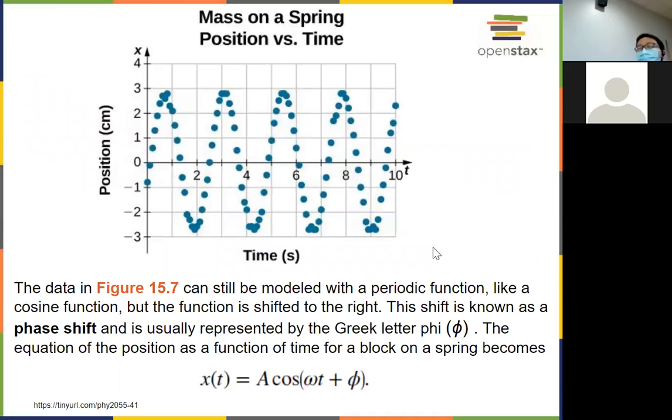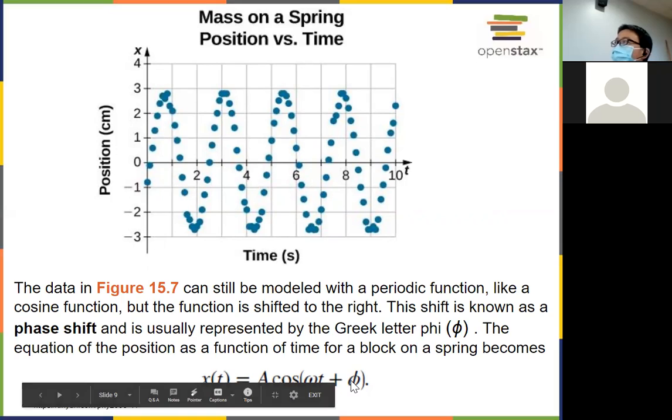Now in reality, you don't always get a perfect cosine or sine function, meaning you don't always start from 0 or from the maximum. If you start from the maximum, you have a cosine function. If you start from 0, you have a sine function. But in reality, you might start from any point. So there's what we call a phase shift inside the cosine function, or inside the sine function if you use sine. Depending on where you start, you can figure out this phi, the phase shift.